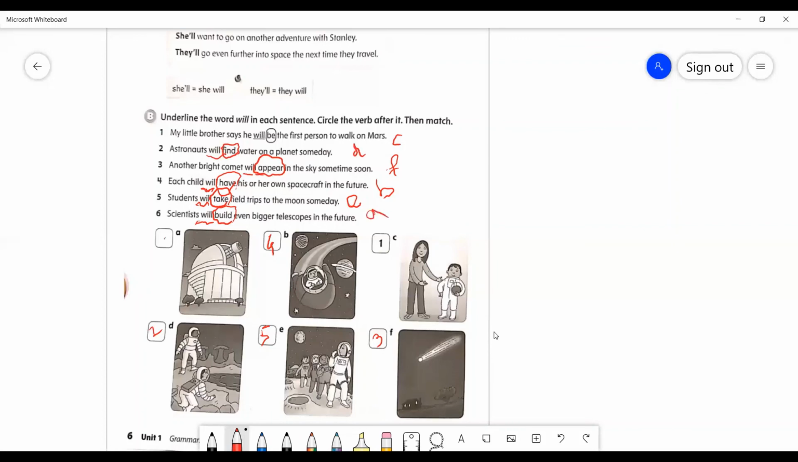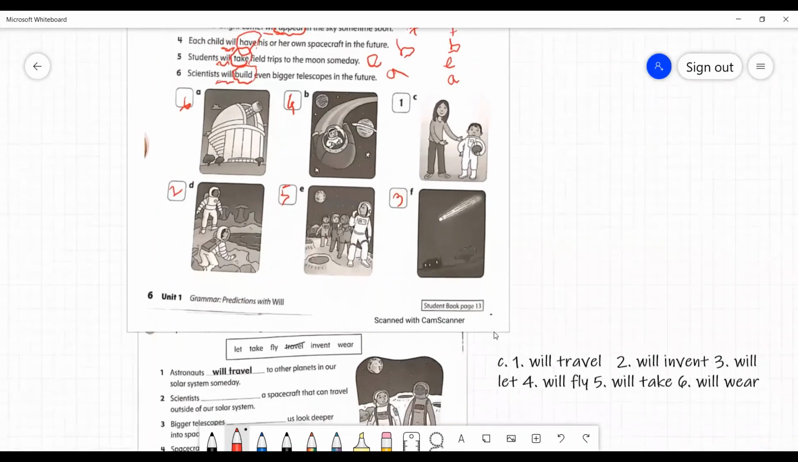So this is number 6. So let me write this correctly. So this is number C, then D, then F, then B, then E, and then A. Okay, so this was the part B.